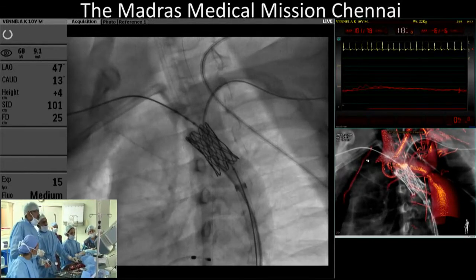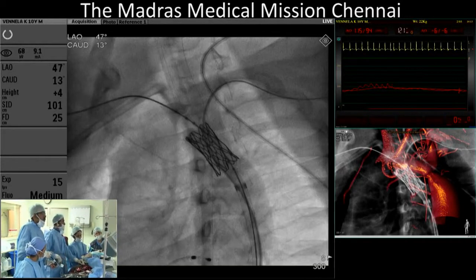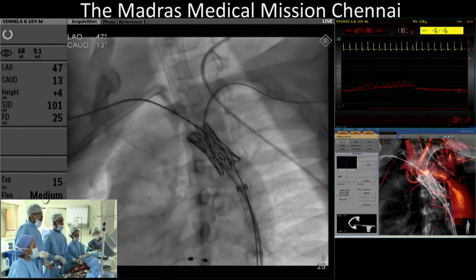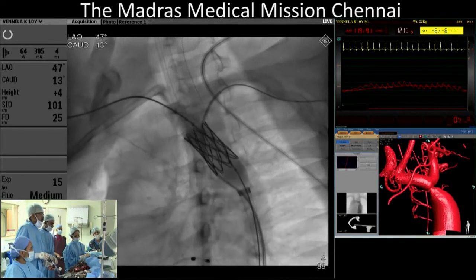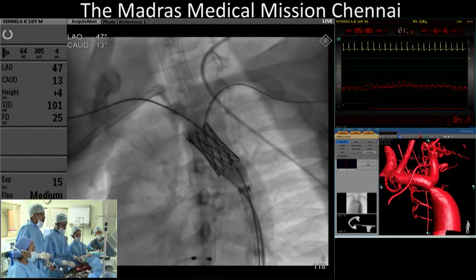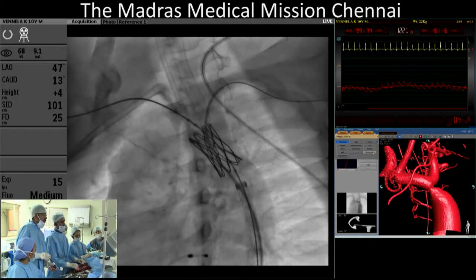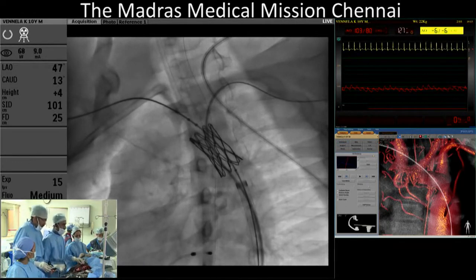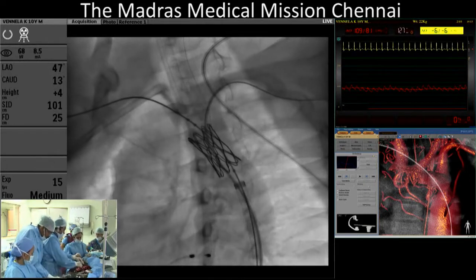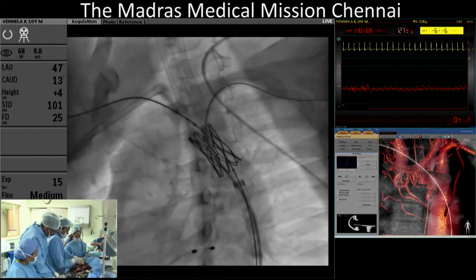There is a small amount of recoil, fluoroscopy. The blood pressure in the... Looks like there is a bit of recoil on the stent. Yeah, yes. So right now I will take out the balloon and see how is the hemodynamics. You hold the RCA catheter.